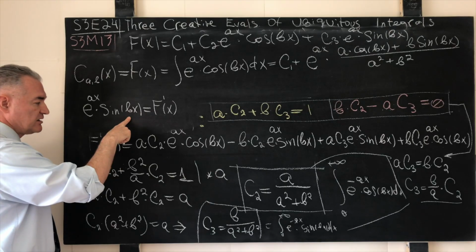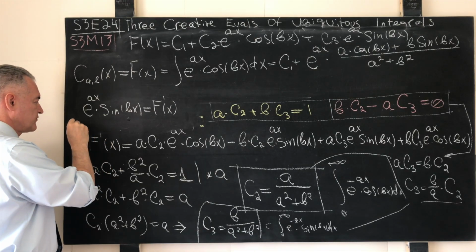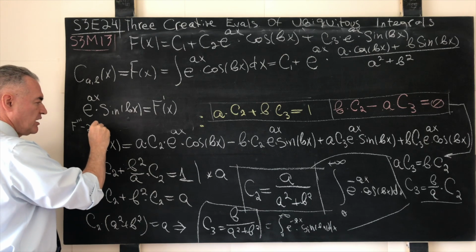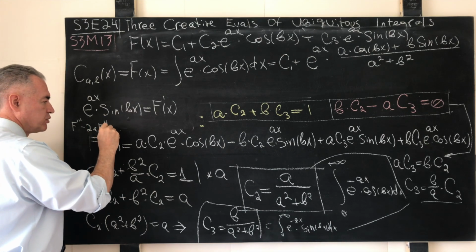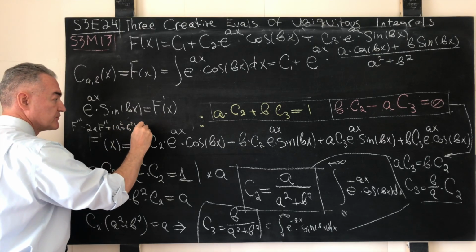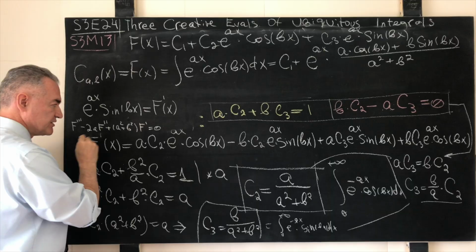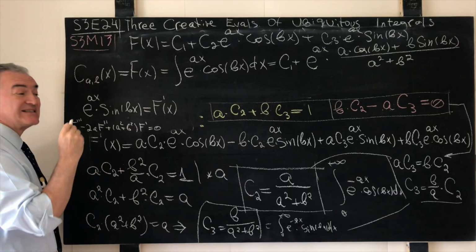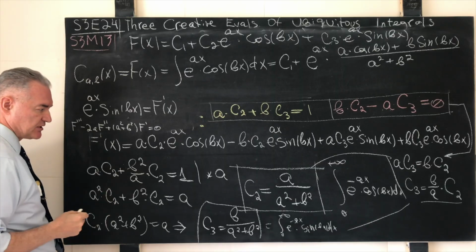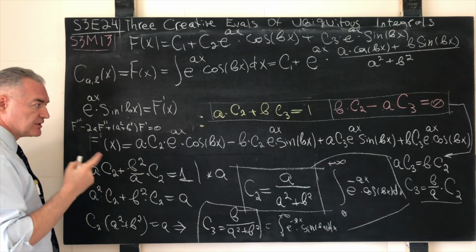It will have exactly the same structure. You will have f triple prime minus 2a f double prime plus (a squared plus b squared) f prime equal to 0. The structure of the differential equation will be exactly the same even in this case. Prove it to yourself. I will not be doing it. This is a fun exercise for you. So what gives in this case?